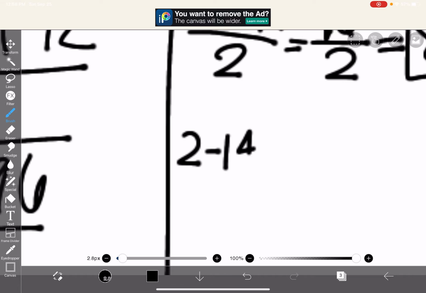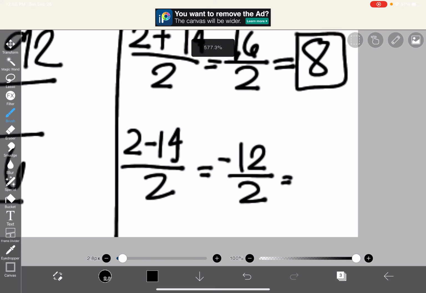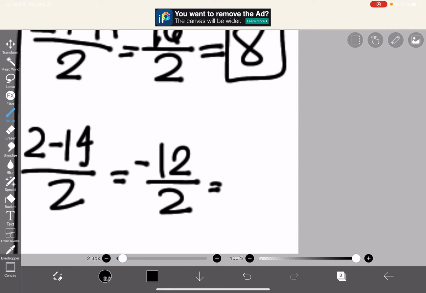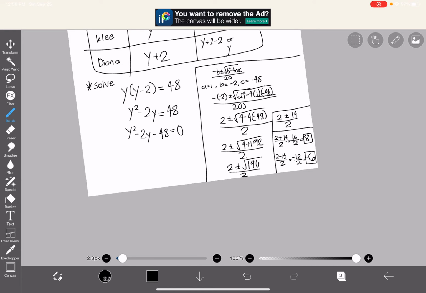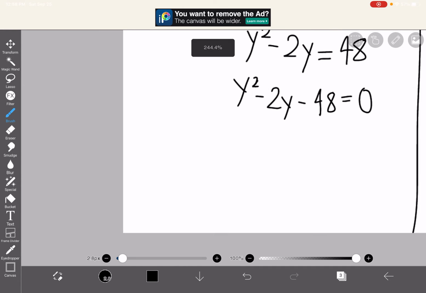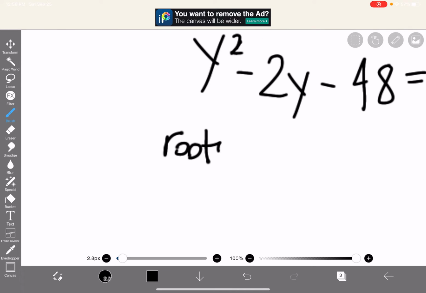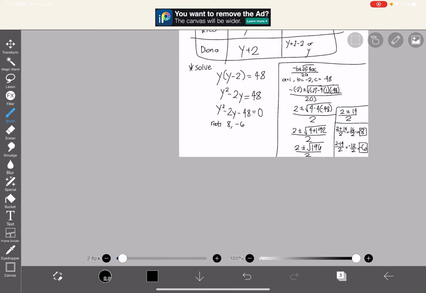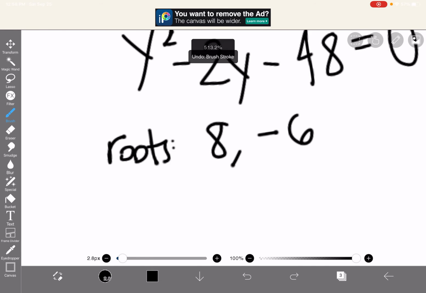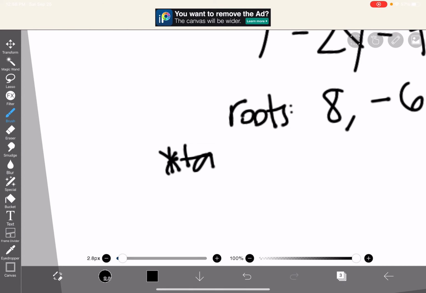And 2 minus 14, negative 12 over 2. Negative 12 divided by 2 is negative 6. Then we're gonna copy the sign. So, the roots that we found for this equation are 8 and negative 6. Next, we're going to take the positive root and substitute it to the current ages. Take the positive root.